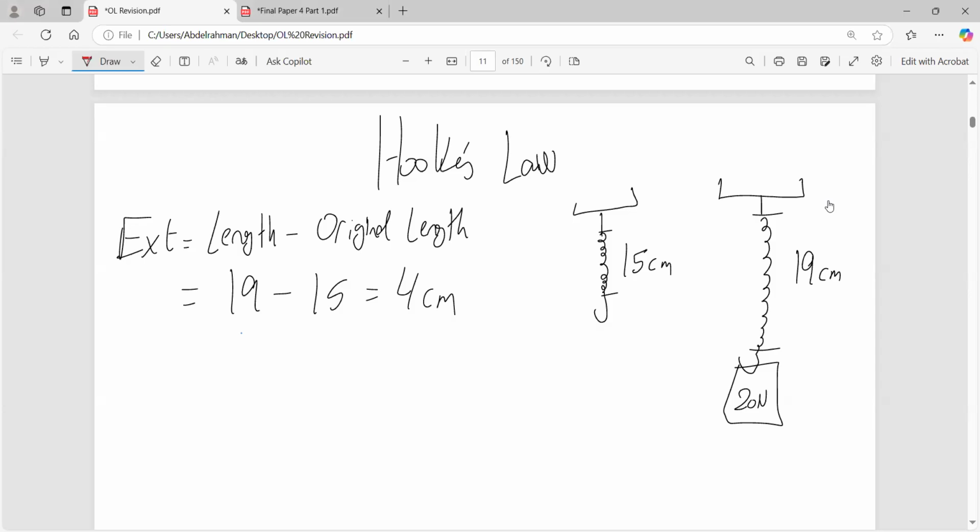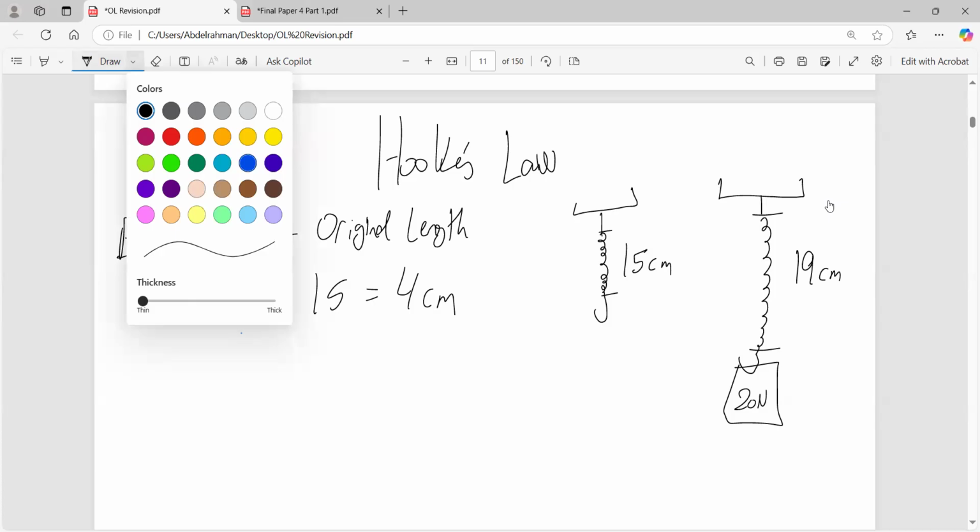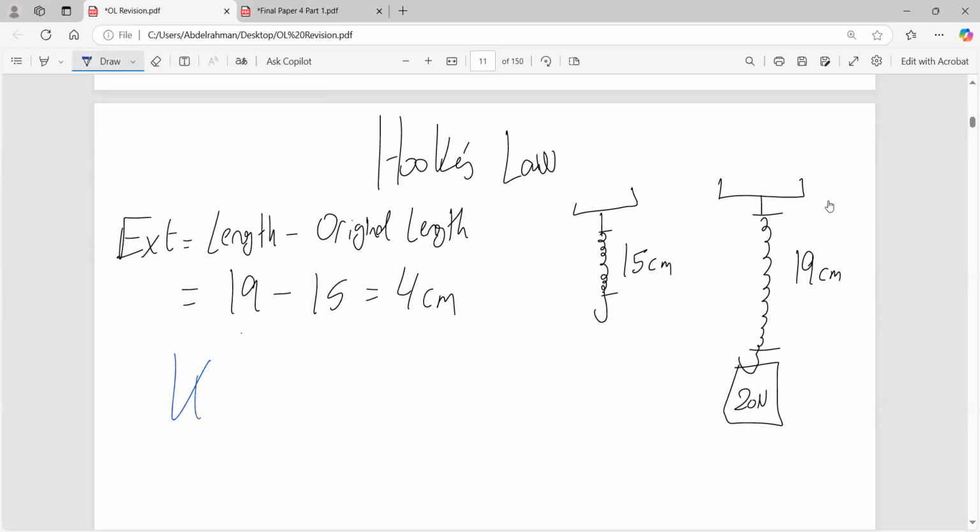How can I calculate the Hooke's constant, or the spring's constant? F equals kx, or k equals f over x. What is f, guys? It is the force and x is the extension. It has to be the extension.